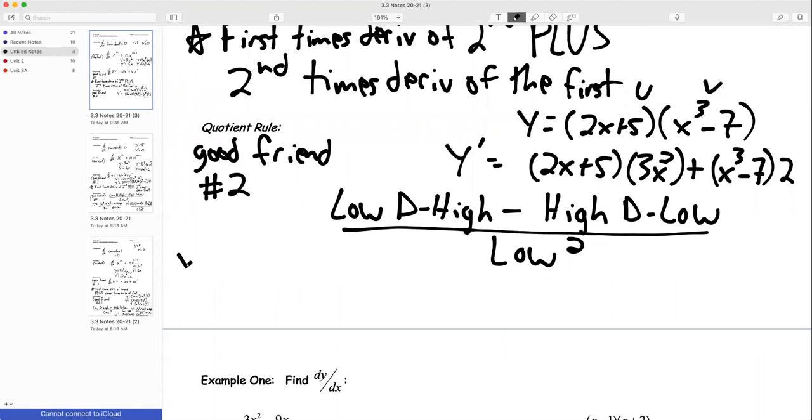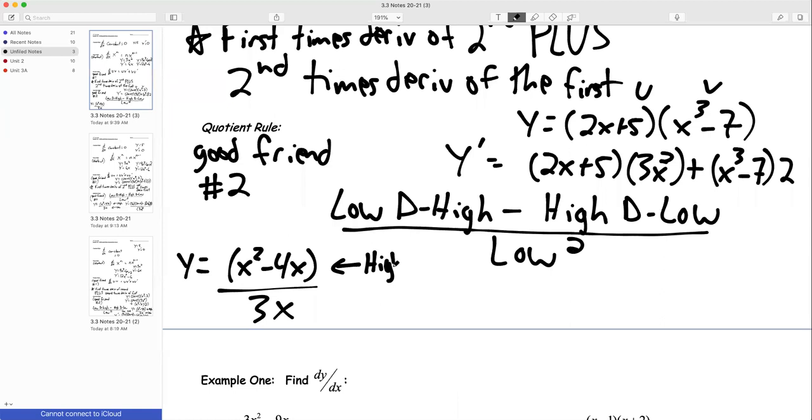Okay, so here we go. I have x squared minus 4x over, let's say, 3x. And I'm going to use the quotient rule, lo D hi minus hi D lo over lo squared, because right here I am dividing. This is the high. This is the low. Numerator, denominator.